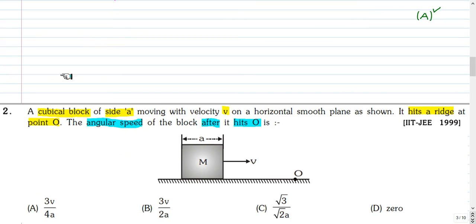This is the next question. A cubical block of side A is moving with velocity v on a horizontal smooth plane as shown. It hits an edge at the point O. The angular speed of the block after hitting O is, four options are given. You can pause and attempt this question.